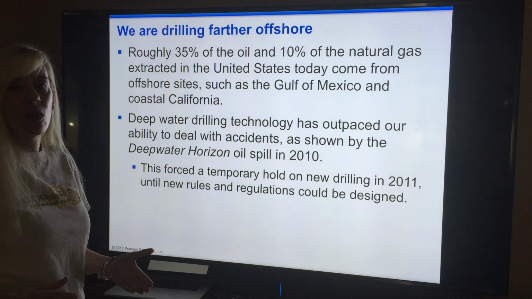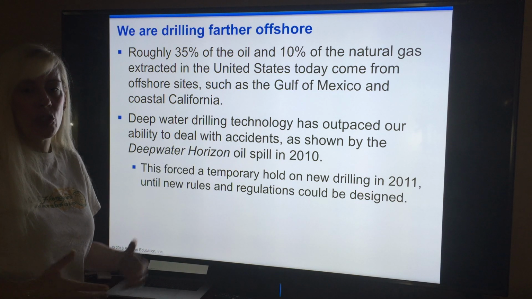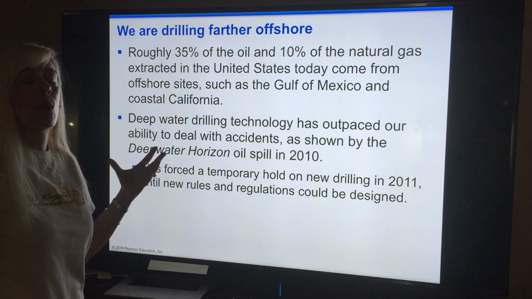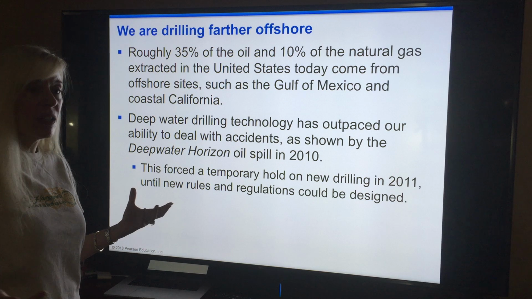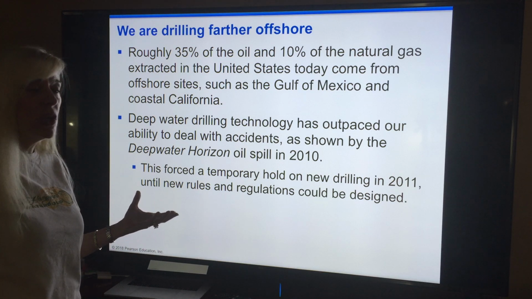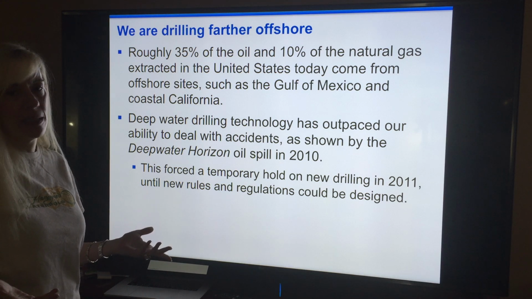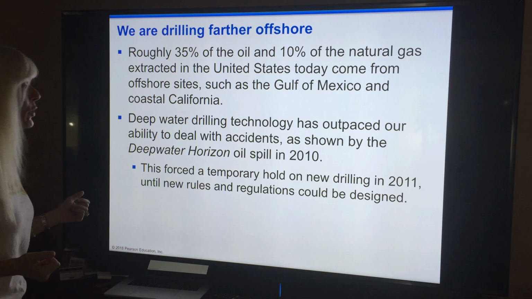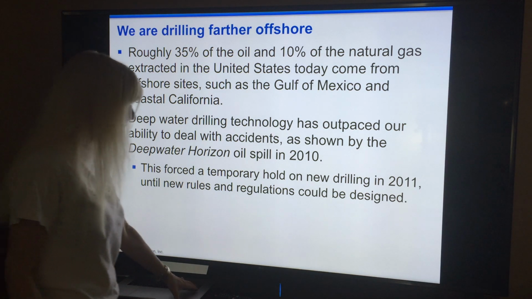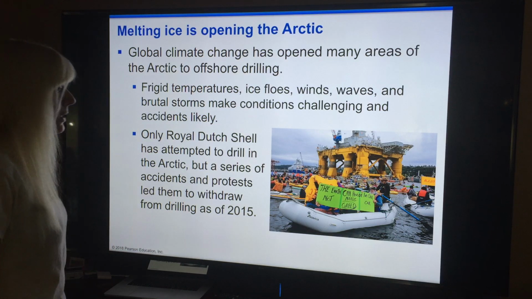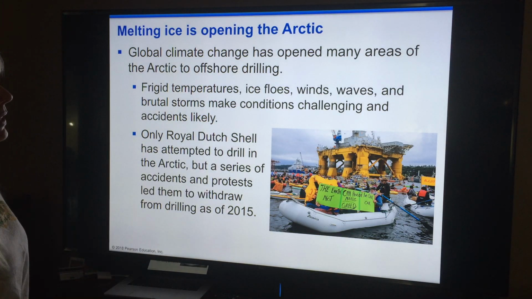It shows that this spill is still affecting the Gulf of Mexico. It's showing areas where the oil is affecting it, and areas where the dispersants that we used are actually toxic and have caused die-offs of animals. I mean, it was just a mess that we had no idea how to contain. This forced a temporary hold on new drilling in 2011 until new rules and regulations could be designed. And there are the people upset over that platform.